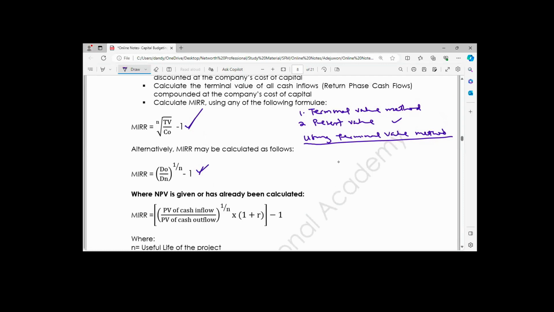That's on one side. Using the present value method, there are three procedures you are going to carry out. The first procedure is to calculate the present value of cash inflow. You keep it on one side. Then second step, you calculate the present value of cash outflow. Then step three, you calculate the modified internal rate of return using this big formula. So once you are done, whether you use the present value method or the terminal value method, you are going to get the same answer.